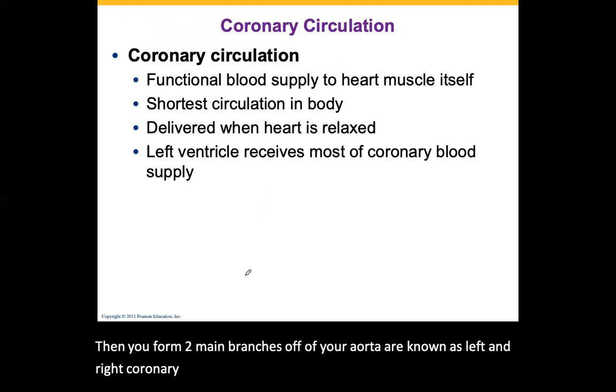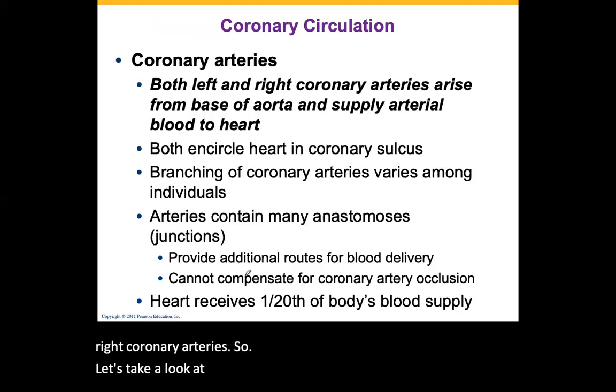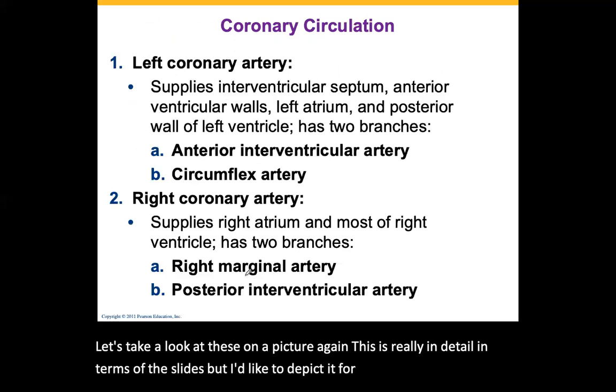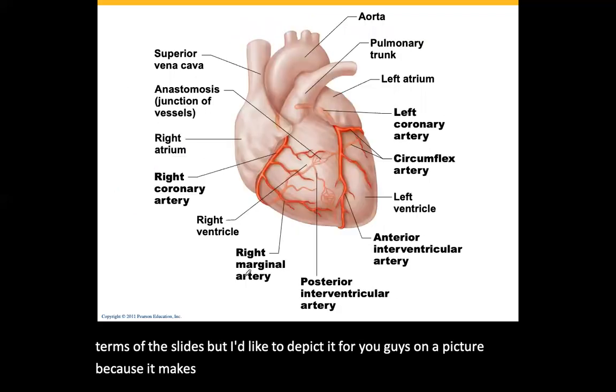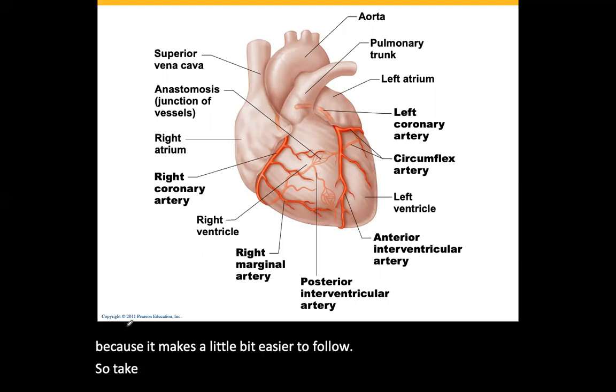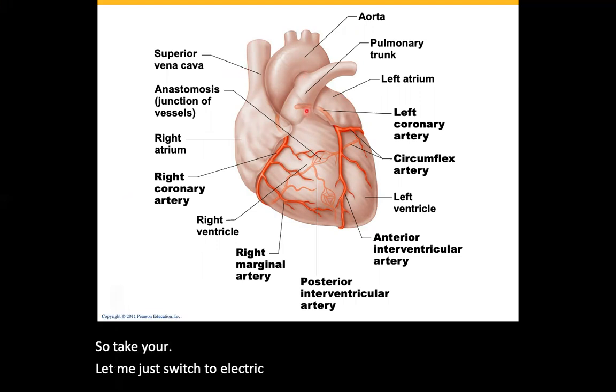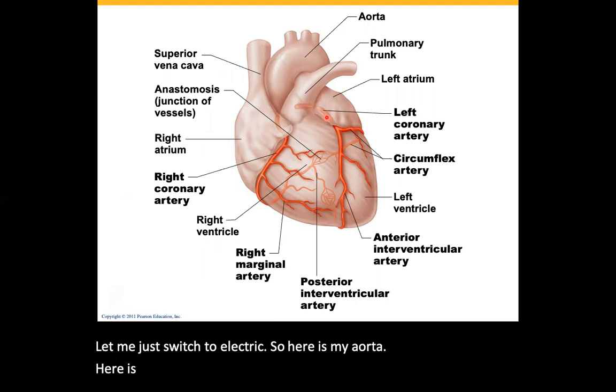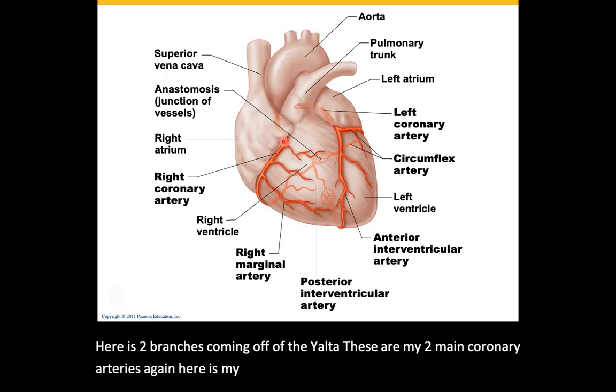So let's take a look at these on a picture. Again, this is really detailed in terms of slides, but I like to depict it for you on a picture because it makes it a little bit easier to follow. So, let me just switch to a later point. Here is my aorta. Here are two branches coming off of the aorta. These are my two main coronary arteries. Again, here is my left one, here is my right one.